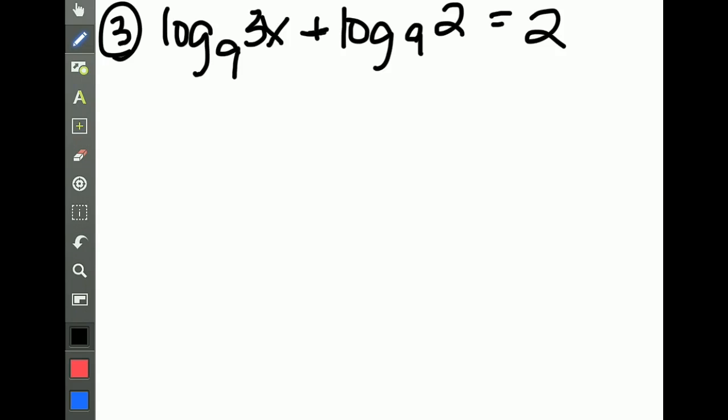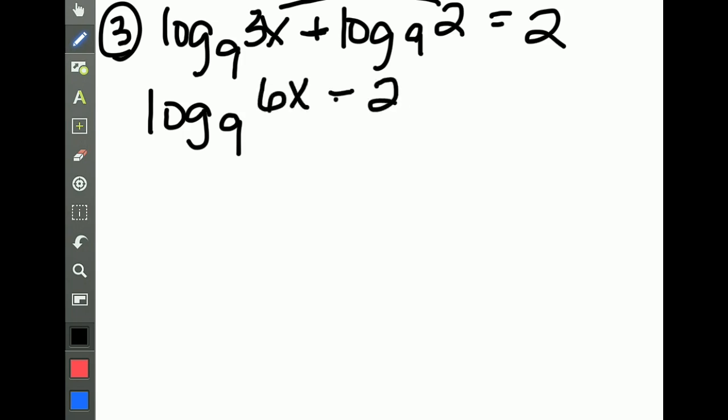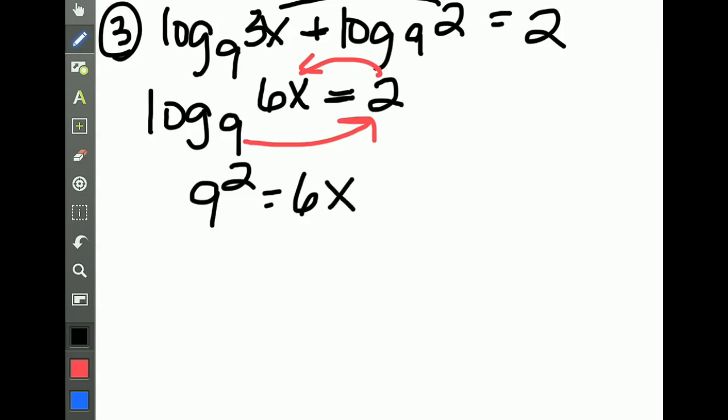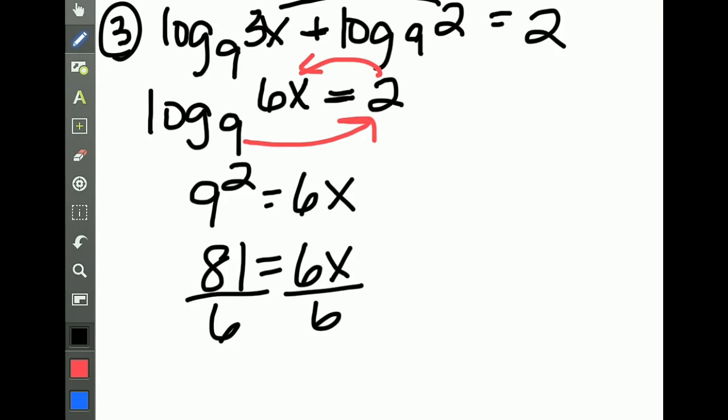Okay, so since I have an addition in here, I know that that's going to be condensed by multiplication. So I'm going to multiply 3x times 2. So that will give me log base 9 of 3x times 2, which is 6x, equals 2. Now I'm going to use my logarithmic function again. 9 to the second power will give us 6x. So 9 squared equals 6x. 81 equals 6x. Dividing both sides by 6 and reducing, that would be 27 over 2. Putting 3 into 81, 3 into 6.